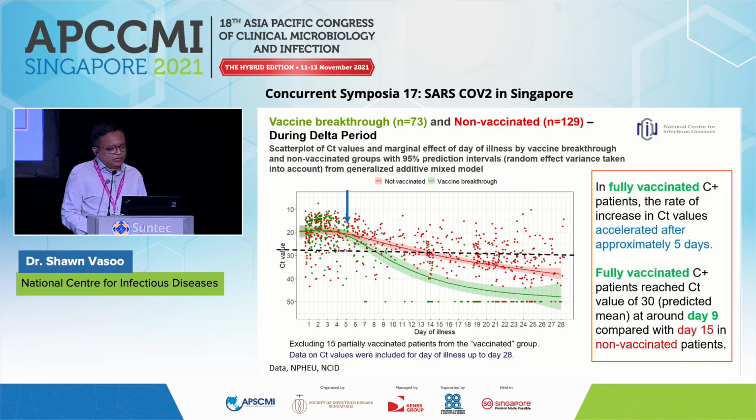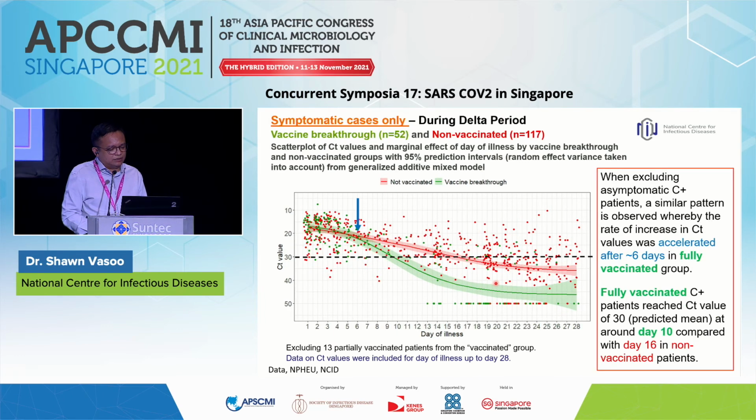When we looked at it during the Delta period, I think Prof showed a similar slide, looking at vaccine breakthrough cases. Here we found that in fully vaccinated people, in fitted curves, they tended to decrease in shedding by day 9 compared to day 15 in non-vaccinated patients.